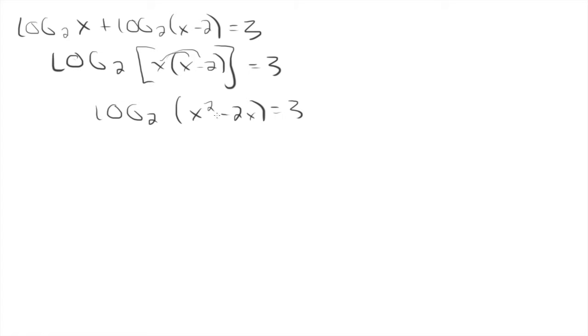Now in order to get these x's out of the log, I need to rewrite this log equation as an exponential equation. So the base of the exponential equation is 2. So 2 to the exponent 3, so 2 to the third power equals x squared minus 2x. And that's just using the definition of a log. 2 cubed is 8.